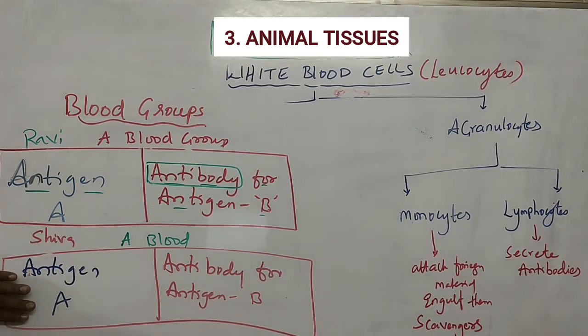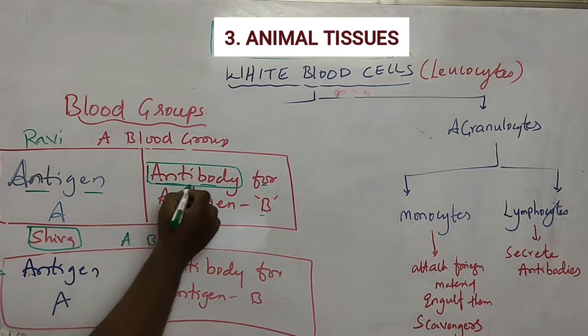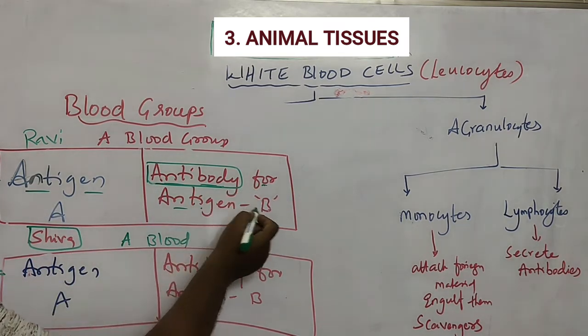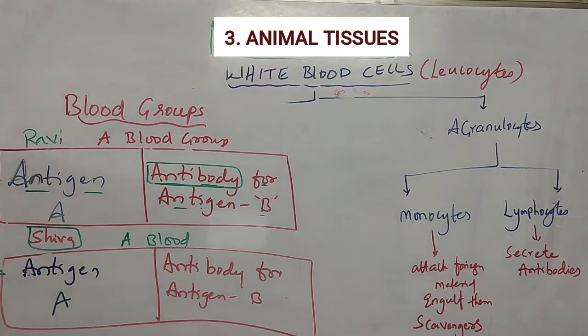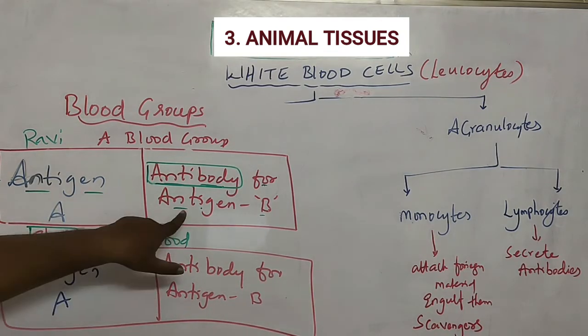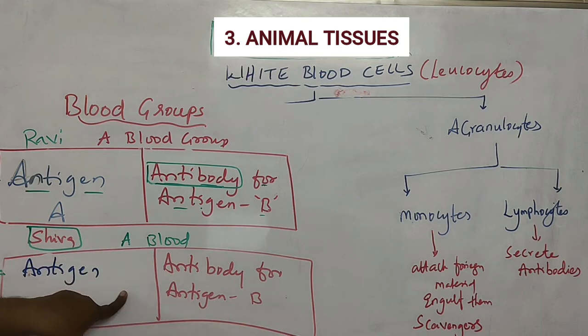So now here Shiva got an accident. He met with an accident, and now Ravi is giving blood to Shiva. So now what happens? When he is giving the blood, his blood group is also A. So now this antigen A goes inside. Now what is this here? Antibody for antigen B, but here there is no antigen B. If there is antigen B, both will fight together.